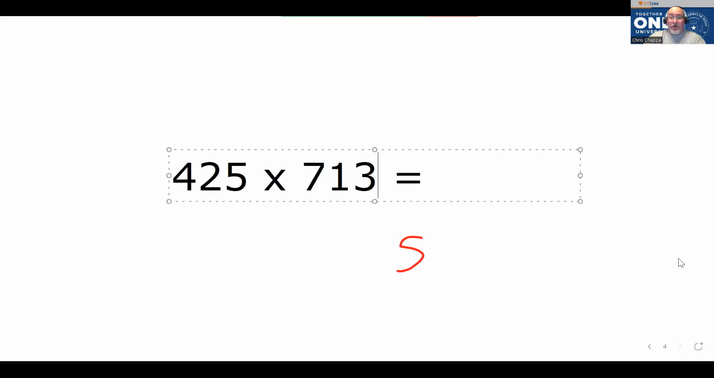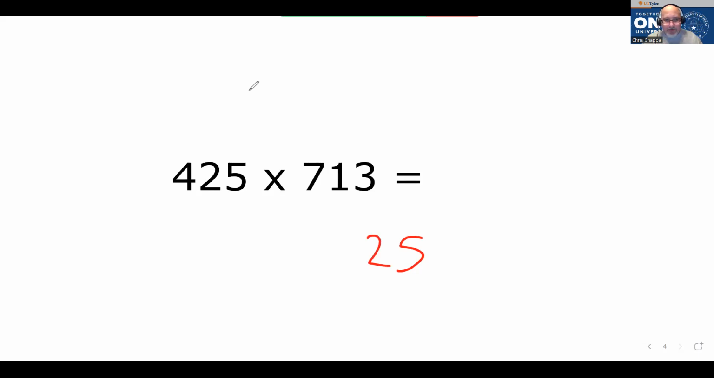So what I've said so far is still the case. 5 times 3 is 15. Write the 5, carry the 1. Okay. 2 times 3 and 5 times 1. 2 times 3 is 6, plus the 1 is 7. I got a 7. 5 times 1 is 5. 7 plus 5 is 12. Write the 2, carry the 1.